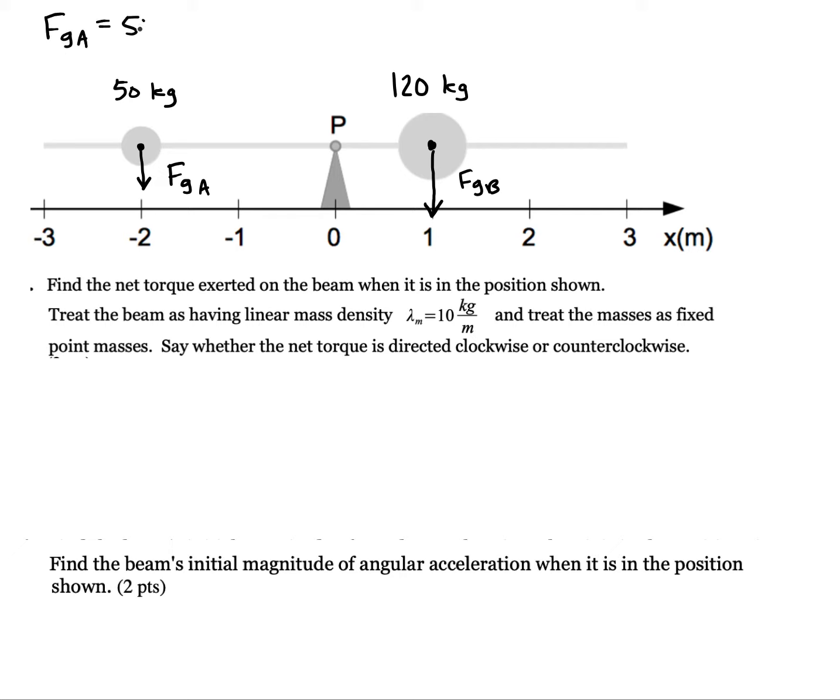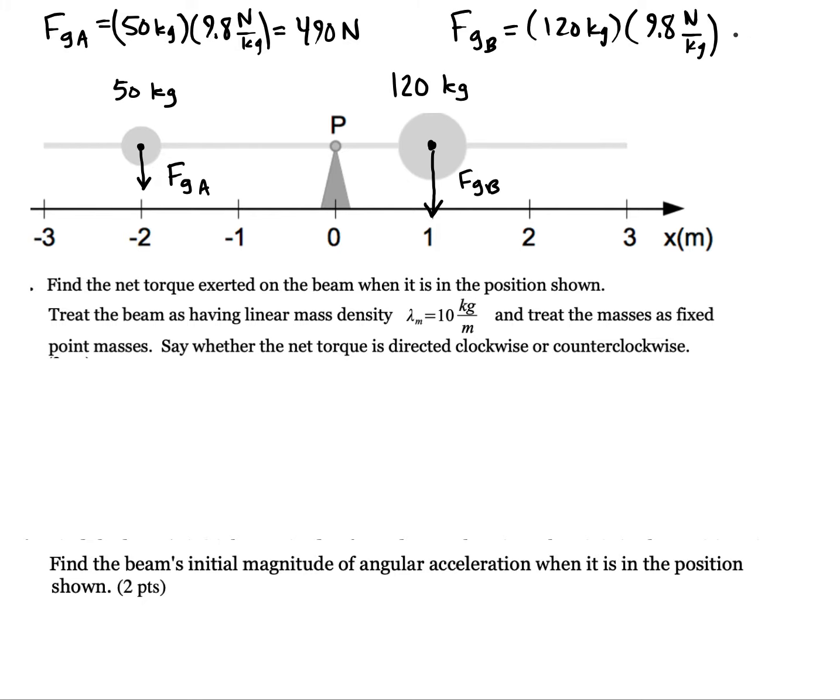FGA is 50 kilograms times G. That's 490 newtons. And then over here, FGB will be 120 times 9.8, and that makes 1176 newtons.